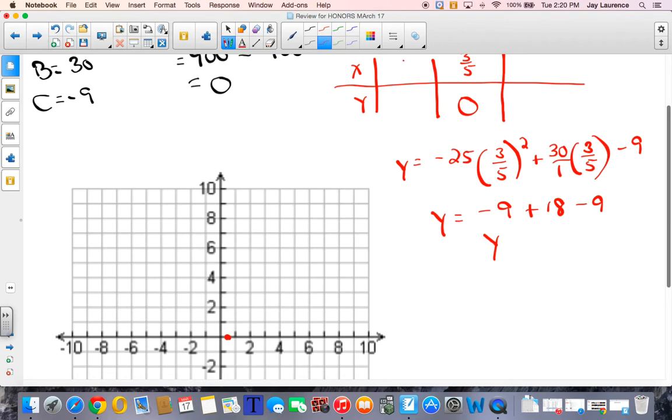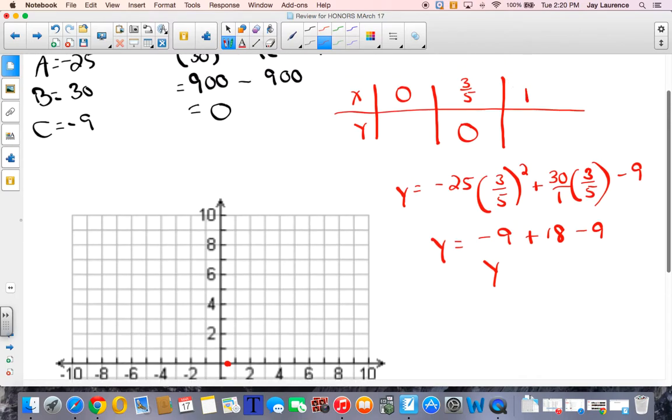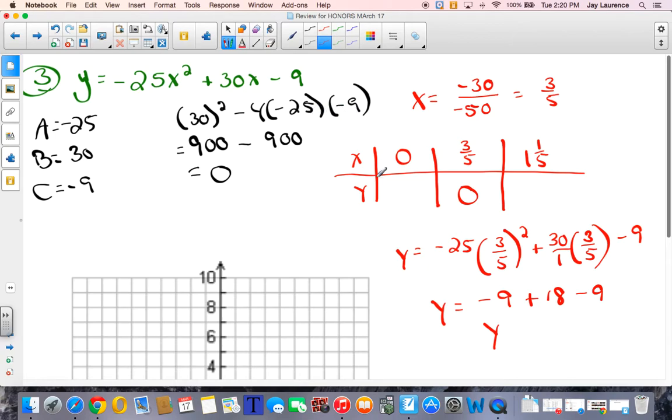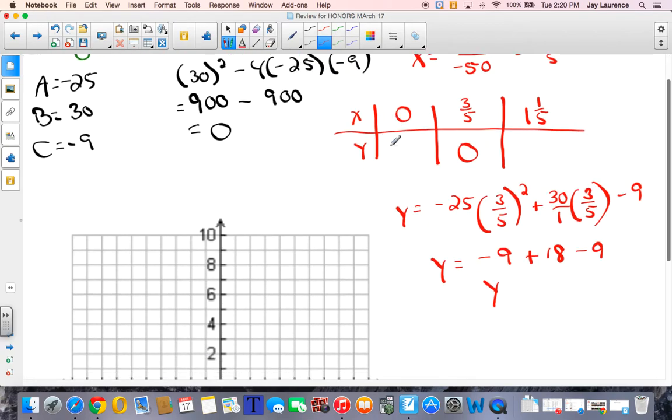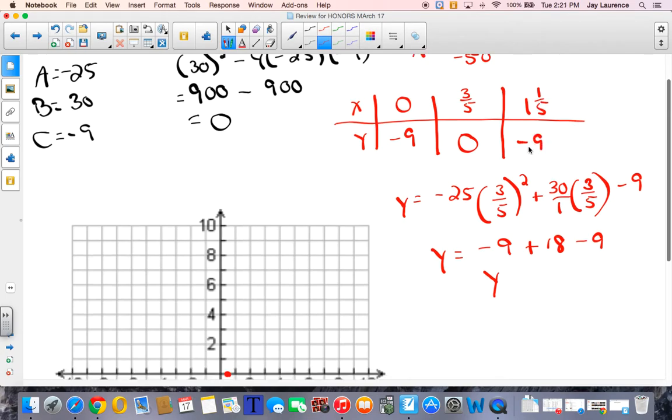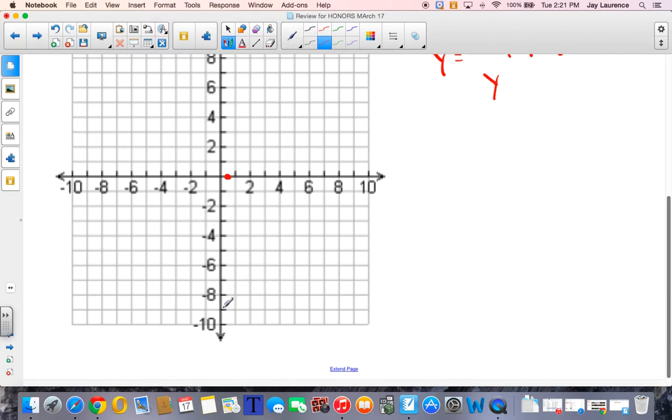Now in my table, I'm going to put 0 in for x, and I'll put 1 1/5 in for x. So when I put 0 in for x, I get negative 9 out. When I put in 1 1/5, I should also get negative 9. All right. So that'll be here, and then maybe there. Something like that. And so my parabola is going to be real long and skinny again, like that one.